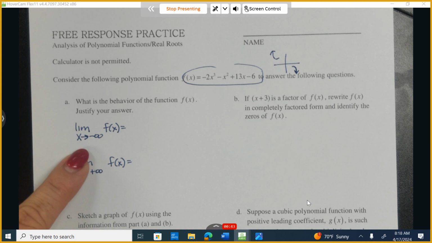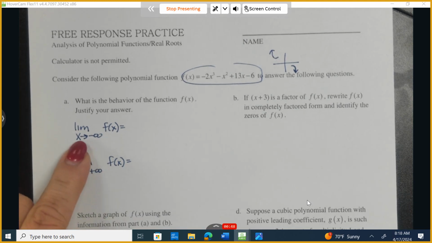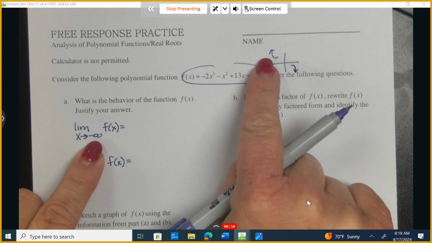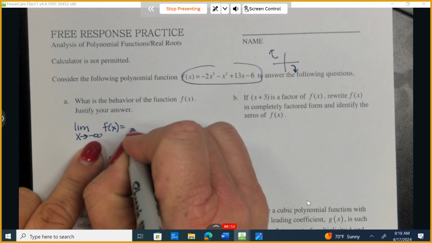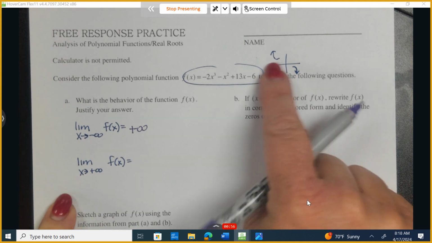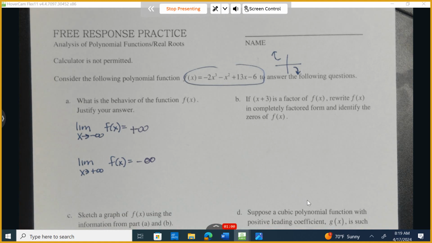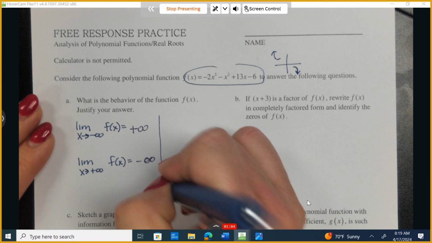What does this say? This says, as I go to the far left for x's, it's approaching positive infinity. As I go to the far right for x's, it's approaching negative infinity. Now, must you write it like that? No. But if it's multiple choice, I want you to recognize that as an option that you understand.